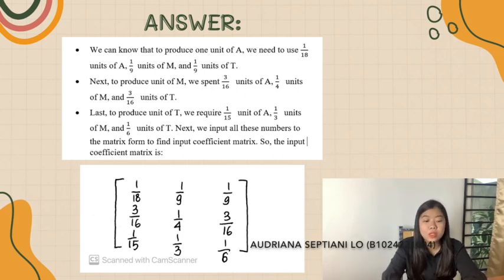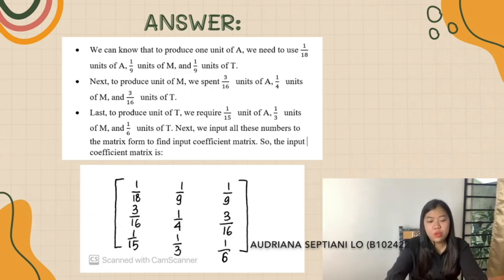Next, to produce a unit of M, we spend 3/16 units of A, 1/4 units of M, and 3/16 units of T. Last, to produce a unit of T, we require 1/15 unit of A, 1/3 units of M, and 1/6 units of T. Next, we input all these numbers into matrix form to find the input coefficient matrix.